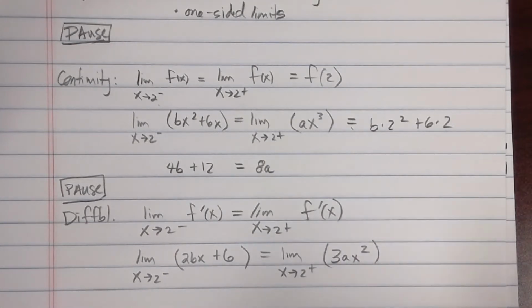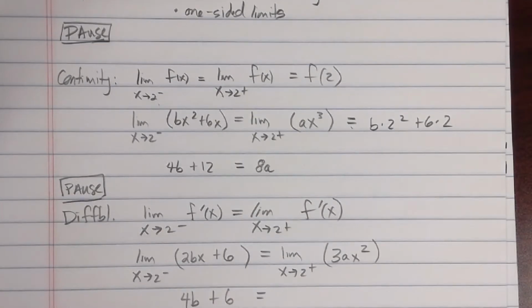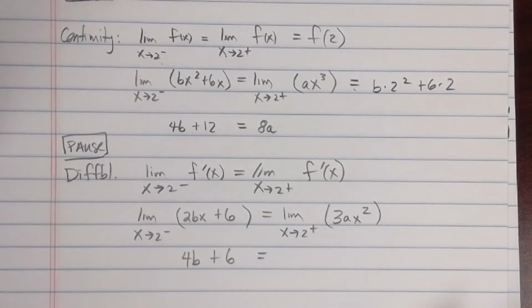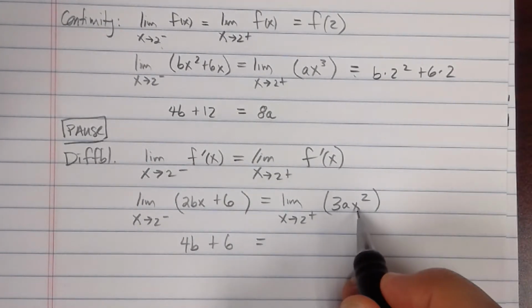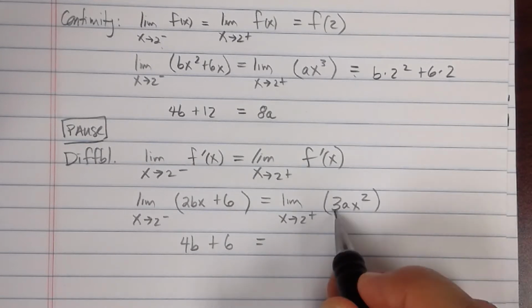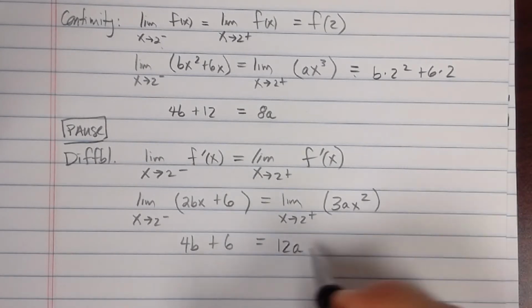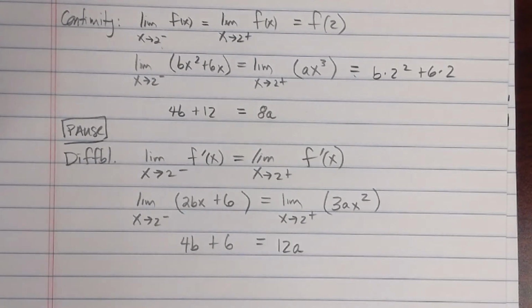Now let's evaluate the limits by substitution. 2 times b times 2 is going to be 4b, and then add the 6. So the left-hand limit is 4b plus 6. On the right-hand side, we're substituting 2. 2 squared is going to be 4. 4 times 3 is 12, so we have 12a. So we have a second equation that relates the unknown constants a and b.